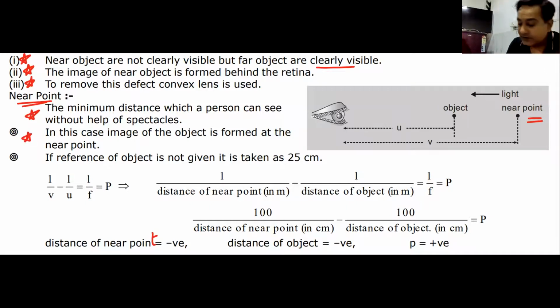The image of the object is formed at the near point. If the reference is not given, it is to be taken as 25 centimeters. Remember, in myopia, if the reference was not given, it is taken as infinity. Do we understand this? Yes or no?